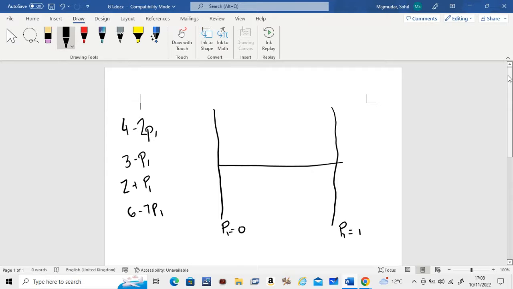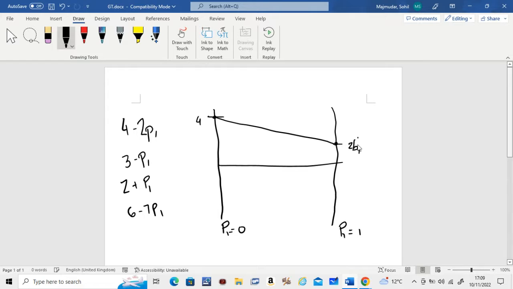Okay, so how do we graph the first one? In place of P1, you plug in 0, you get 4. Let's see somewhere here, 4. And in place of P1, plug in 1. You get 4 minus 2, 2. So somewhere here. Okay, and connect the 2 dots with a straight line. This is the expected payoff for player A, if player B chooses B1. It's B1, this line.